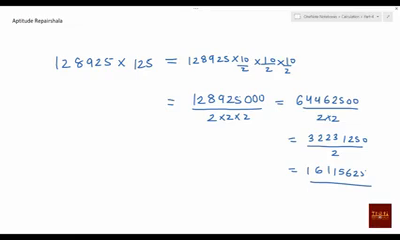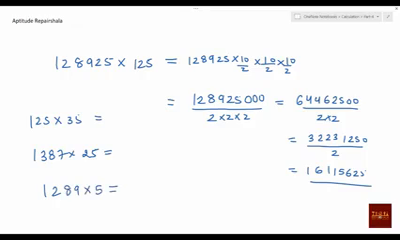Assume you have to multiply 6 digit into 3 digit, how much time it will take, but with this trick you can do it in 2-3 seconds, not more than that. So try these questions and comment your answer in the comment box: 125 into 35, 1387 into 25, and 1289 into 5. So this is all for today's lecture.